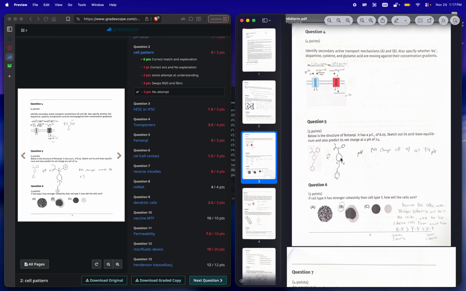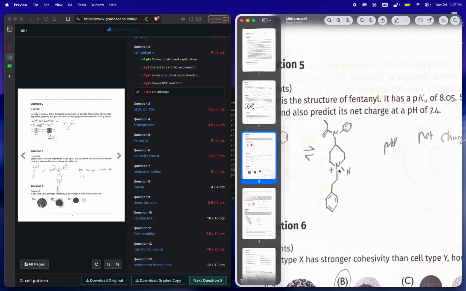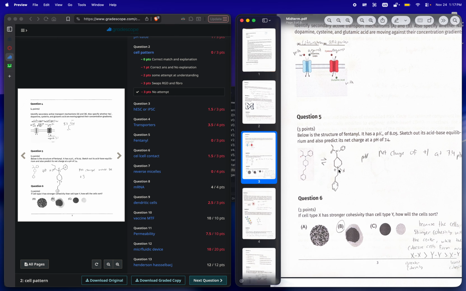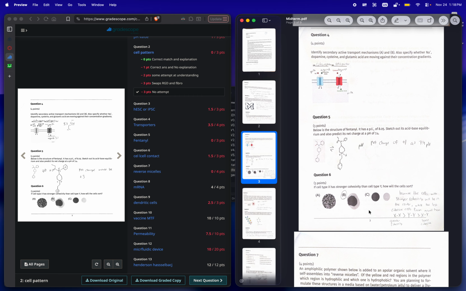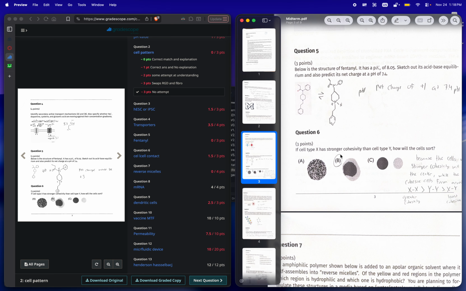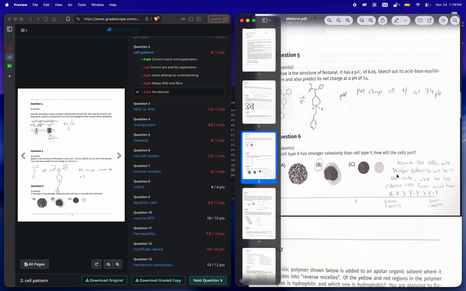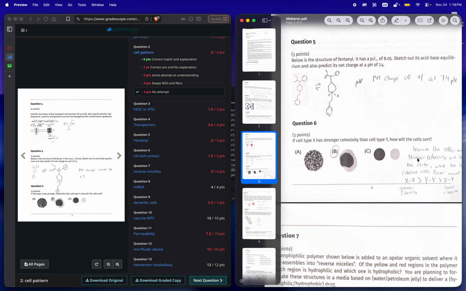For fentanyl, this one would be the atom that gets protonated, and at a pH of 7.4, it would still be protonated because it's below the pKa, which means it has a net charge of 1 plus. For 6, this is my original answer, but I didn't explain it.